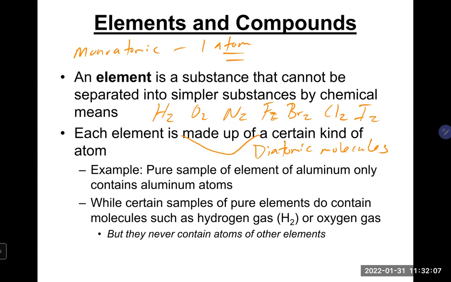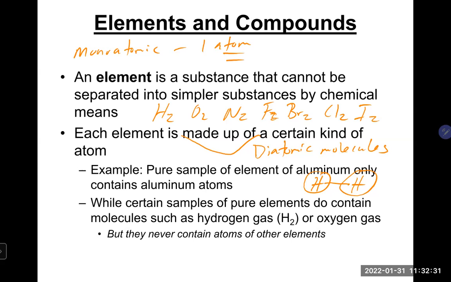So when we look at something like hydrogen, it is basically an atom of hydrogen bound to an atom of hydrogen. And because it is two hydrogen atoms together, it is considered a molecule, but it is still an element because both of those are hydrogen. They're the same element. So an element can be a molecule.